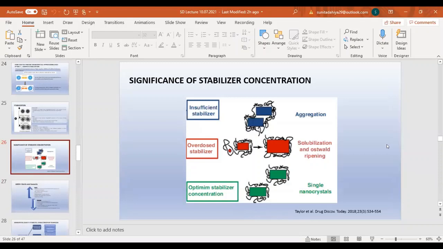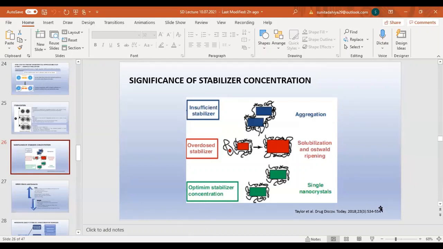Now, the concentration of the stabilizer is important, right? Although they are used at a very low concentration, they are still very significant, because if you use insufficient stabilizer concentration, there will not be effective particle coating and there will be particle aggregation. So that is instability, we don't want it. If you are using an overdose or higher concentration of the stabilizer, be it a surfactant or a water soluble polymer, it can also lead to solubilization of the particle, which will lead to Ostwald ripening. And that's why you have to use the optimum stabilizer concentration.